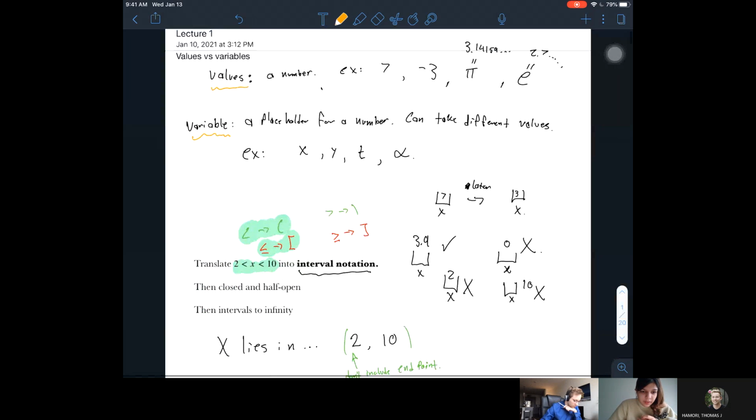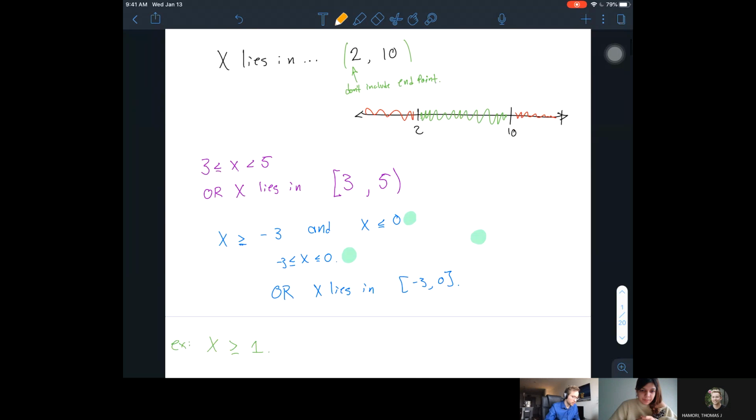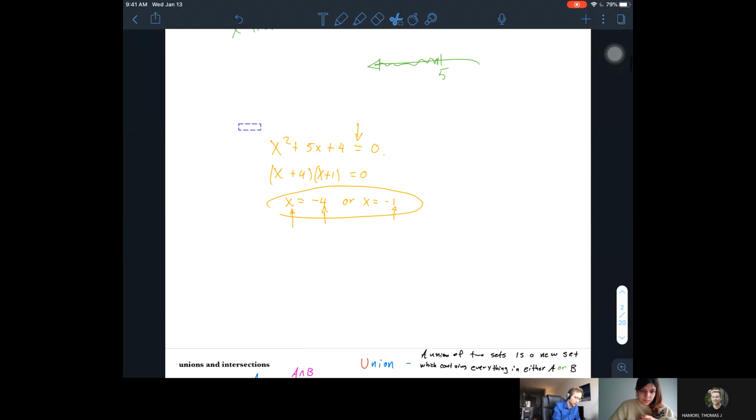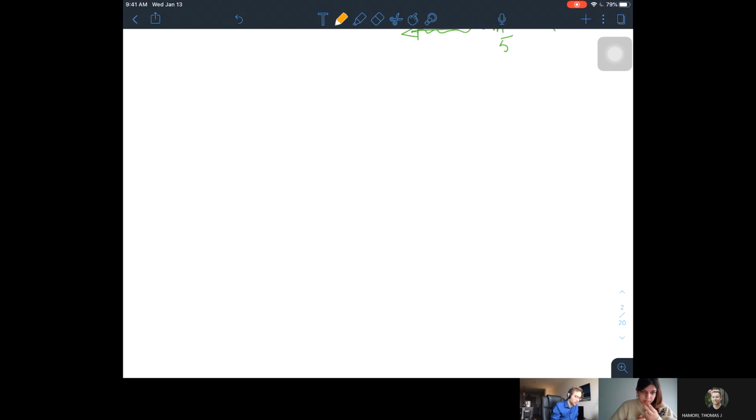What's this interval notation? Okay, so interval notation has to do with the following. We have inequality notation, where we use inequality signs. So something like 0 less than or equal to x less than 7. That's inequality notation.